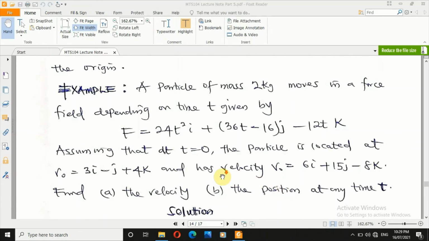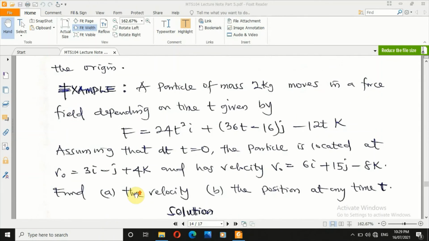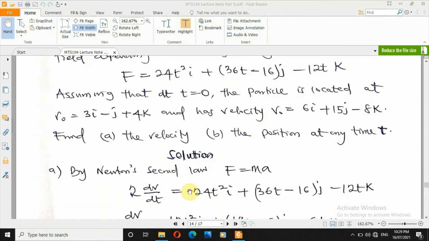Let's solve it now. In the second law of motion, you know that force equals what? ma. Now, how do we get the mass? The mass is 2 kg. Now, what about the acceleration? Acceleration is dv/dt. So this one is the same thing as ma now, and this is the force that we are given. So we know that 2 times acceleration will give us the force.